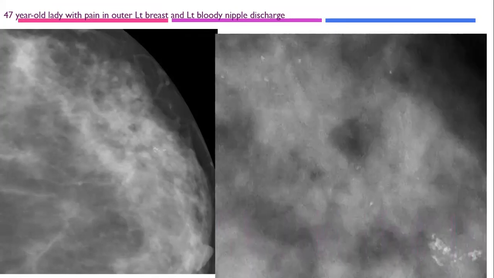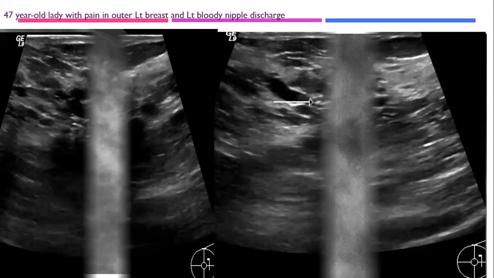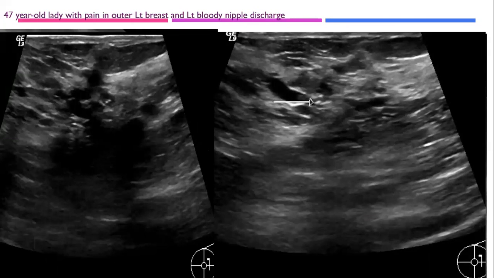We had done a compression magnification view, which revealed coarse heterogeneous and polymorphic calcification in segmental distribution. Then we did an ultrasound for her that revealed segmental ductectasia, some of the ducts hypoechoic and others echo-free. The ductal microcalcification could also be appreciated on ultrasound. The findings are also suspicious for DCIS because of hypoechogenicity and presence of calcifications.